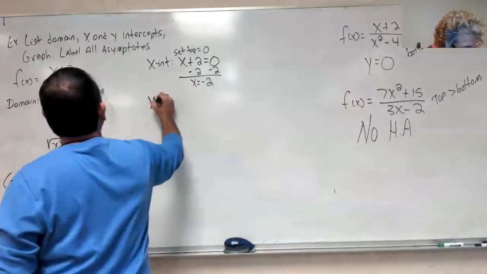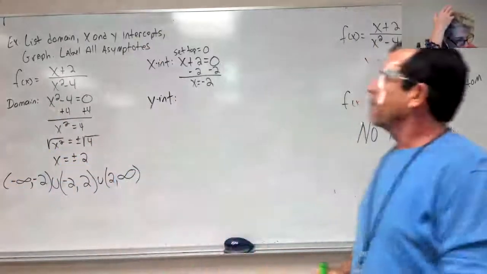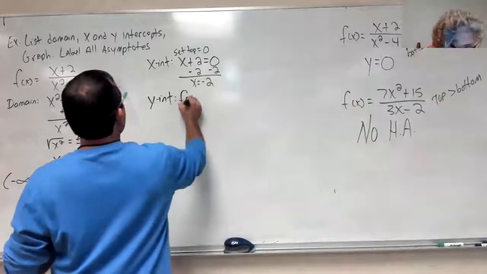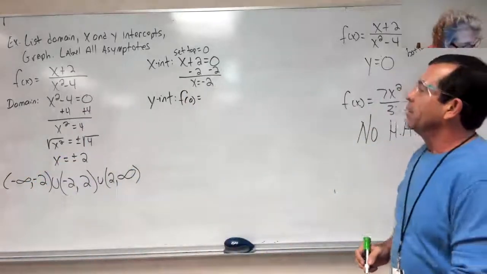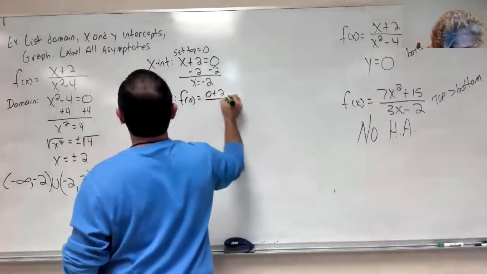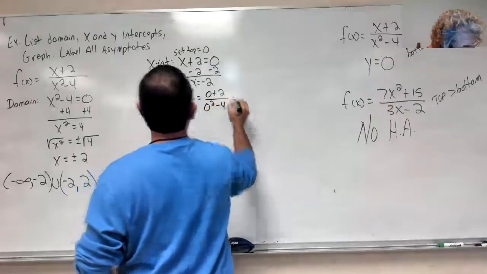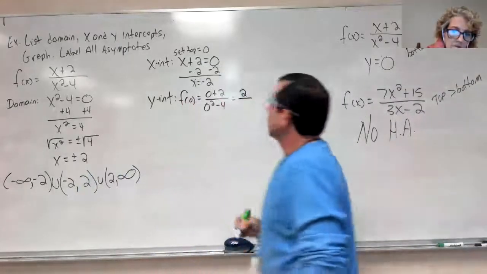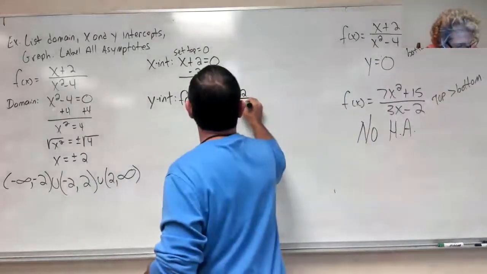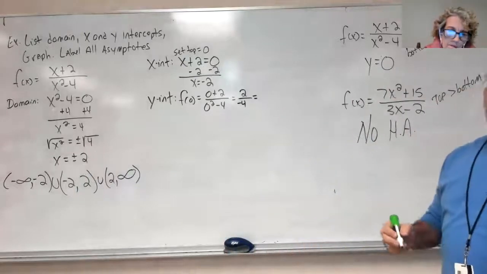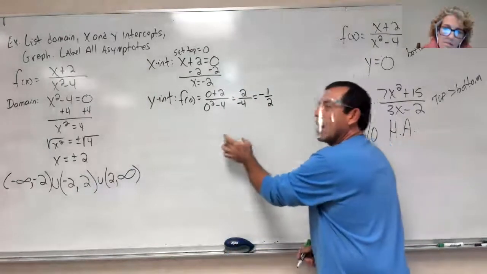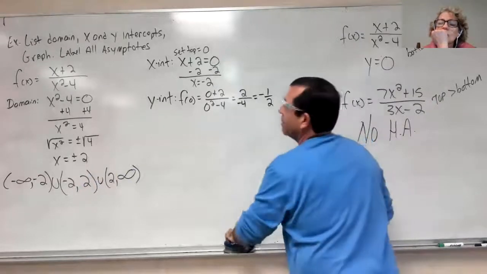So do y'all remember how I found the y-intercept? Because I'm looking for where it crosses the y-axis. A while ago, when I looked for the y-intercept, I made x equal 0. So basically, we're finding f of 0 to get the y-intercept. That'll be 0 plus 2 over 0 squared minus 4. So that gives me a 2 on the top. 0 squared is 0, so 0 minus 4 would give me a negative 4. And 2 divided by negative 4, I'm just going to make that a negative 1 half. So I know it's crossing the y-axis below the x-axis in the negative y range, okay?